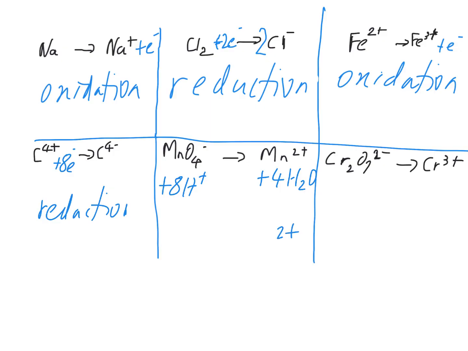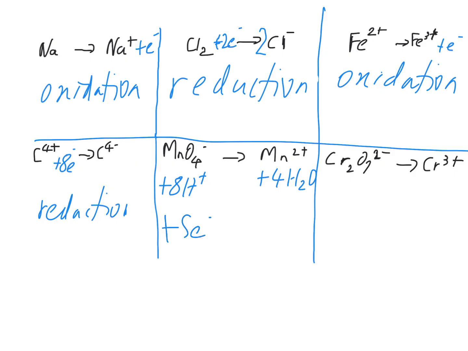On the left, however, you've got 8 H+, which means 8+ altogether, and MnO4 is -1. So 8 positives and 1 negative gives you 7 positive as an overall charge. So now you need to add electrons to bring that 7 positive down to 2 plus. And so you add 5 electrons and you add them to the left, plus 5e minus.